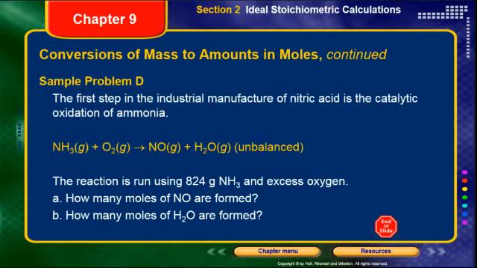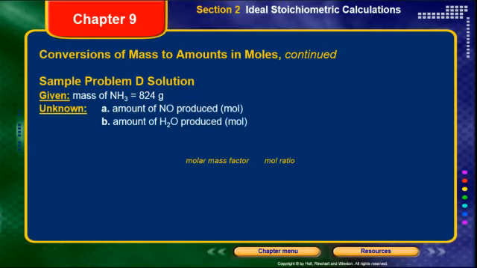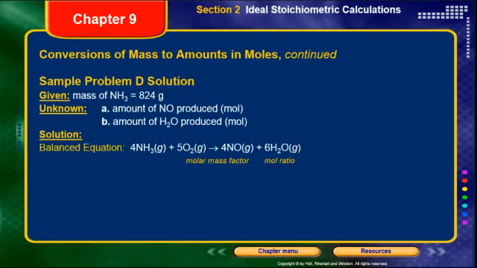So let's set this up here. So what are we given? 824 grams of ammonia. What do we want? Well, for A, we want the amount of NO in moles, and for B, we want the amount of H2O in moles. So let's start by balancing that equation. This is the appropriately balanced equation right there.